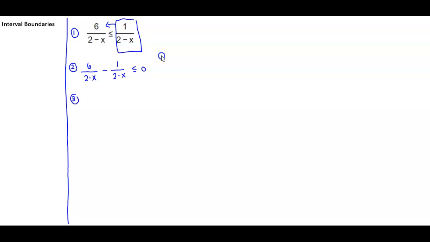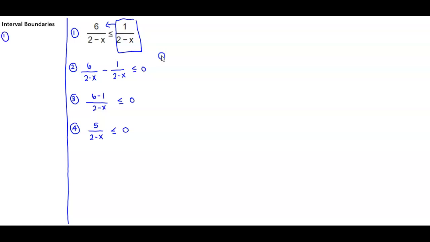So we have a common denominator, so in the numerator it's going to be 6 minus 1 over 2 minus x, which is less than or equal to 0. 6 minus 1 is 5, so that becomes 5 divided by 2 minus x, which is less than or equal to 0. So now we've got our goal with 0 on the right hand side.